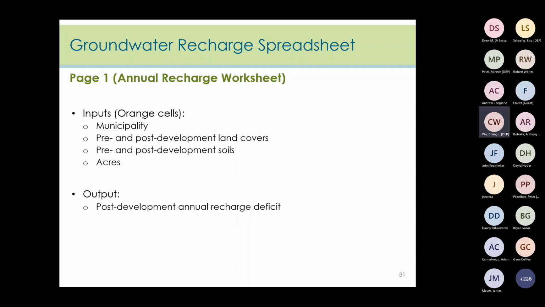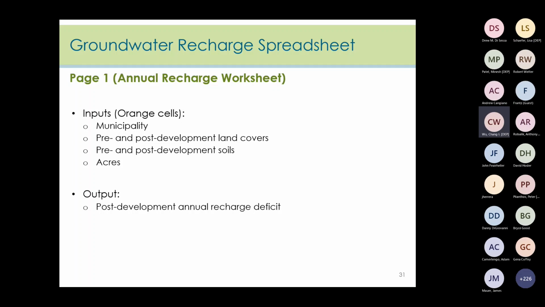So on page 1, the inputs are the municipality, pre and post land cover, and the pre and post soil. And as stated earlier, the volume of the groundwater recharge is the volume that infiltrates the subsoil and passes through the vegetation zone. So the land cover is used to determine how much of the runoff infiltrates into the subsoil, and the soil series is used to determine the depth of the zone and also the recharge that can pass through the soil series.